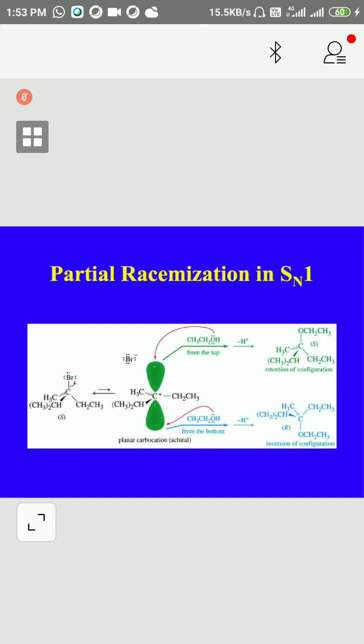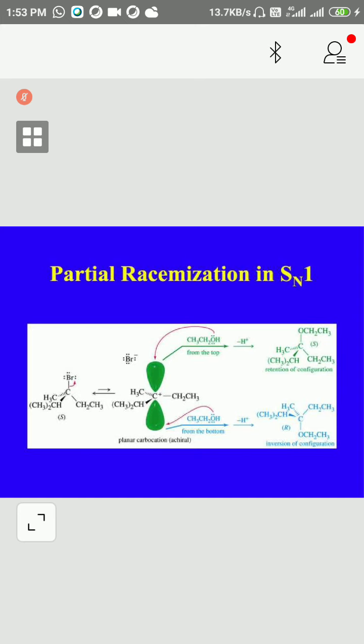Partial racemization in SN1, not SN2. You can see here, this is the starting material halide. It will convert into a carbocation. Now this carbocation has two faces open, up and down. So the nucleophile can attack from the top, and it can also attack from the bottom, because this carbocation is planar in structure. So this vacant p orbital is available from both sides, so it can attack here or here.